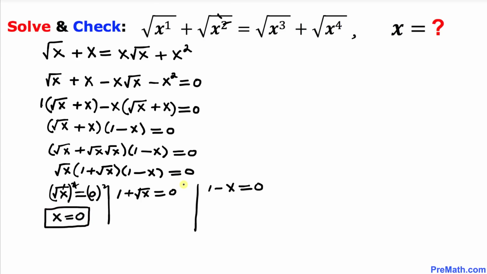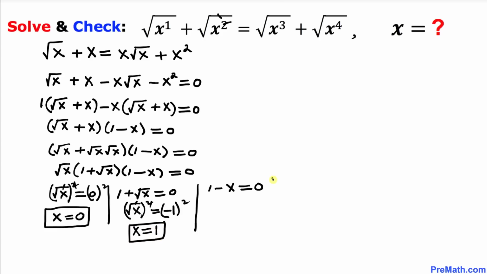Now let's focus on this second part of this group, and here I am going to move this 1 to the right hand side. So we end up with square root of x equal to negative 1. Now let's go ahead and take the square on both sides. So this square root is gone, so x turns out to be negative 1 squared, which is the same as positive 1. So another solution is x equal to 1.